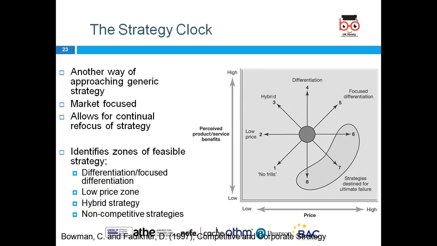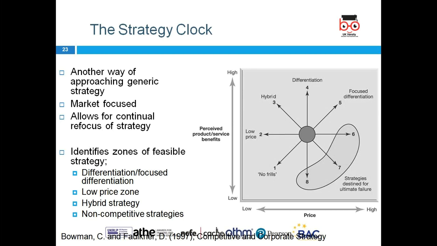So we can look at hybrid, low price, no frills, focus, differentiation, and then the clock strategies that lead to ultimate failure. Yes. So according to the clock, you have different strategies when you are in different zones. The perceived product, service, and benefit can be different. Yes, the price can be low in these strategies and high in these strategies. Focus, differentiation: you're moving towards a high price. When you're looking at low price, no frills, hybrid, you're on the low price side.